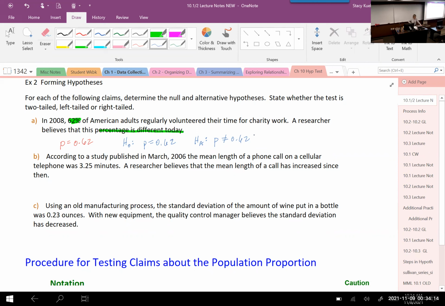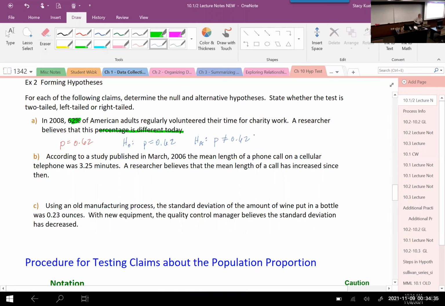According to a study published in March of 2006, the mean length of a phone call on a cell telephone was 3.25. A researcher believes that the mean length has increased since then. I always laugh at this one because I can tell how old that sentence is that I still have on there. Mainly because nobody talks on the phone anymore, it's all through text, right?